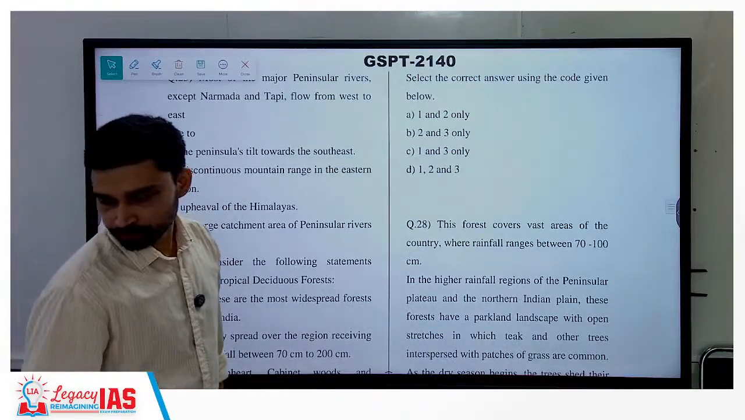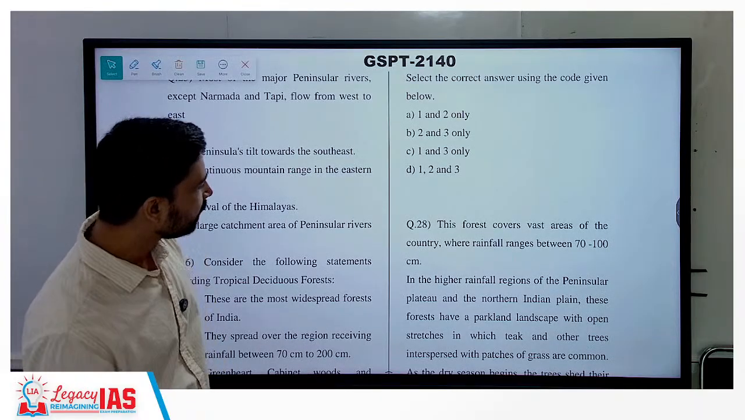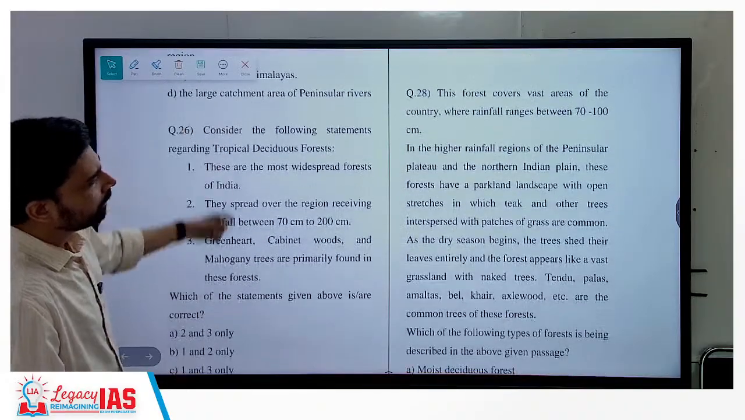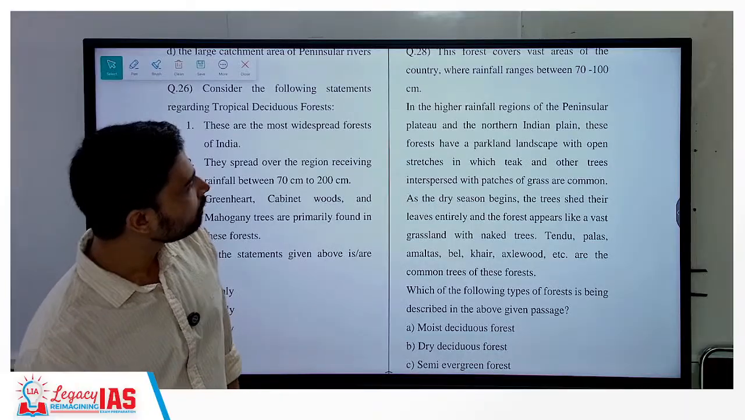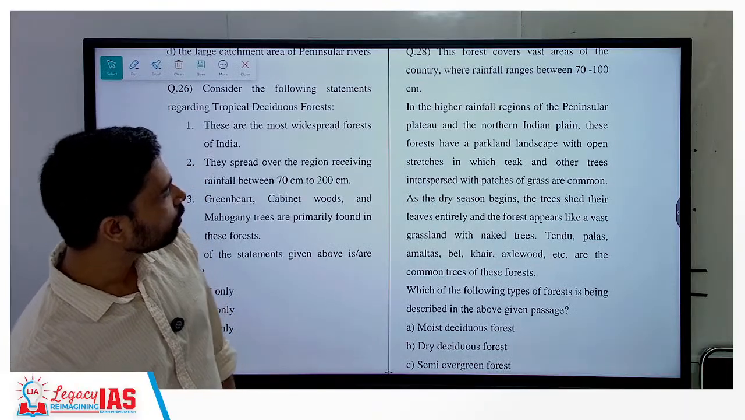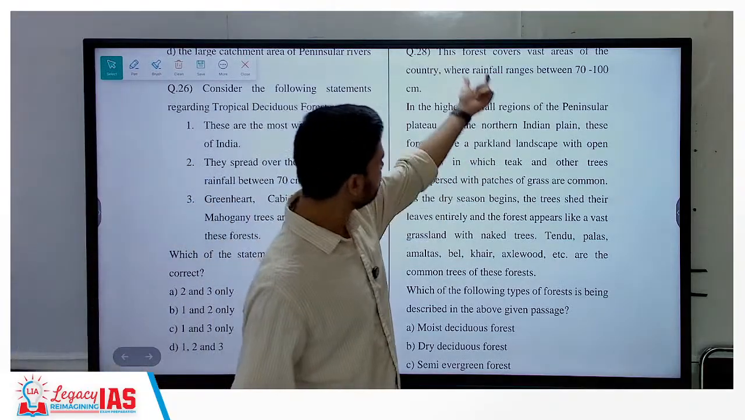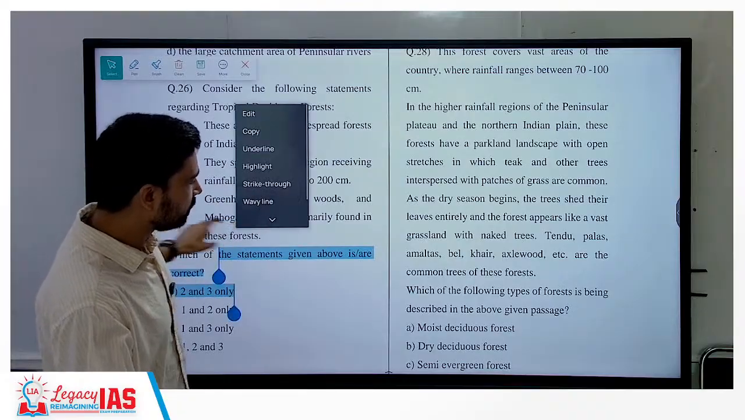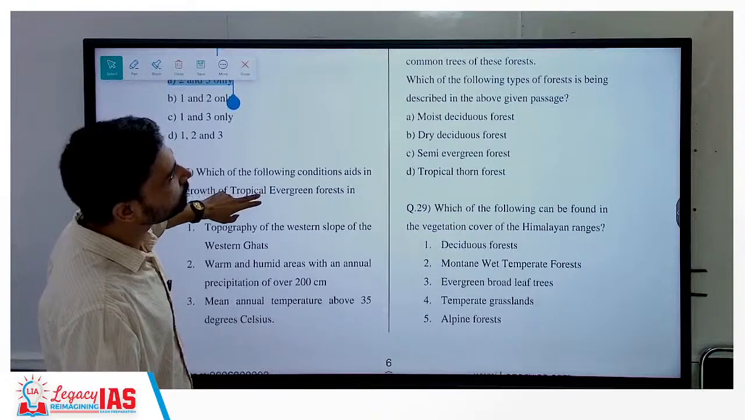27 answer is A. This forest covers vast areas of the country where rainfall ranges between 70 to 100 centimeter. In the higher rainfall region of the peninsular plateau and northern Indian plain, these forests have parkland landscape with open stretches in which teak and other trees grow. Once you see teak, you don't need to read anything else. Khair, axlewood, all of these. Which forest? Dry deciduous forest. B. Okay, right option is B.